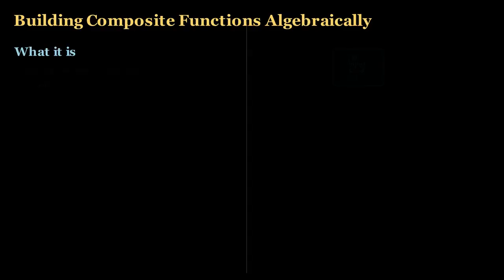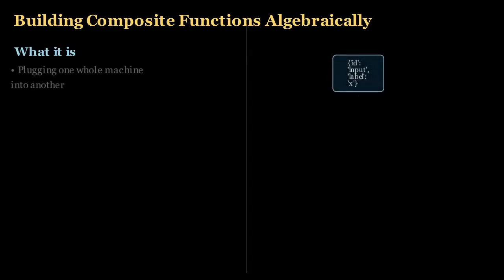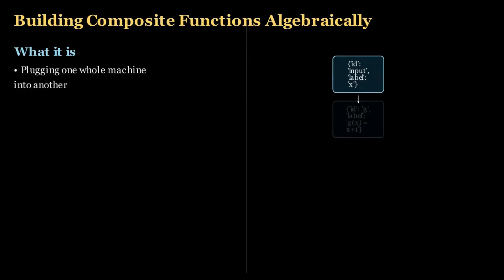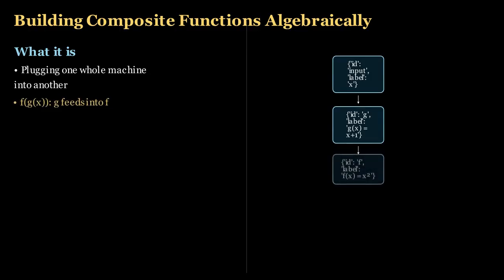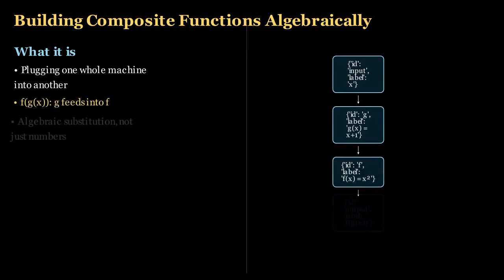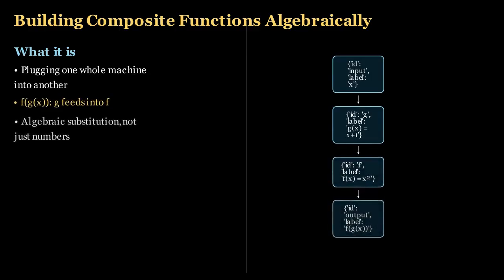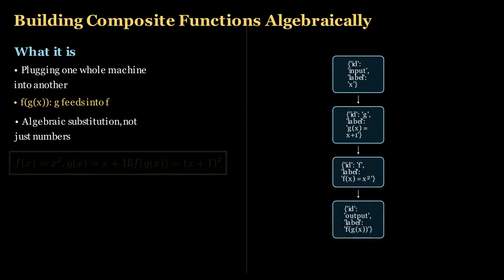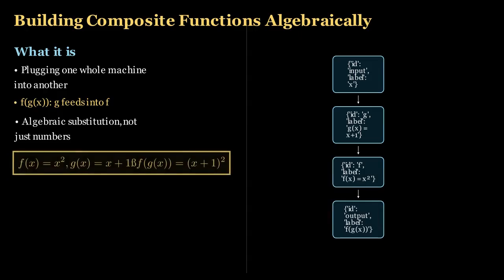You already know that a function is like a machine. You drop in an input, and it spits out an output. And you know that composition means putting one function inside another, working inside out. Now we're going to build the actual formula for that combined machine.